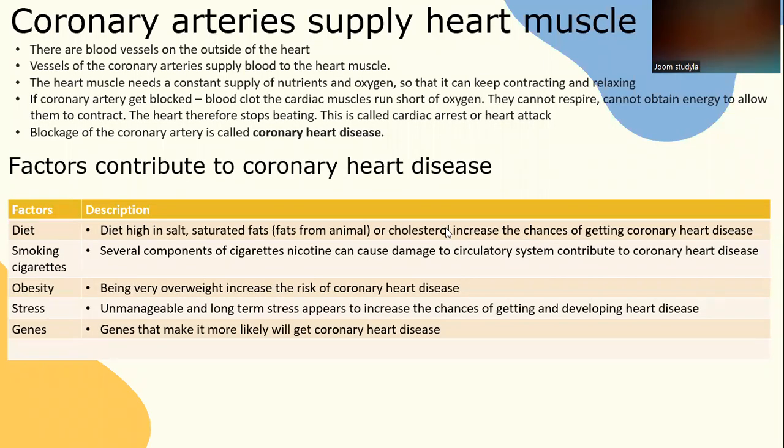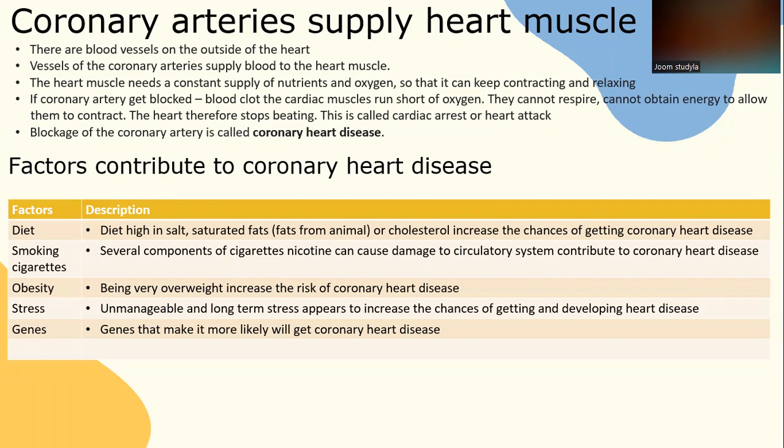Coronary arteries supply heart muscle. There are blood vessels on the outside of the heart. The coronary arteries supply blood to the heart muscle. So the heart muscle needs a constant supply of nutrients and oxygen so that it can keep contracting and relaxing. If a coronary artery gets blocked, the cardiac muscles run short of oxygen. They cannot respire, and cannot obtain energy to allow them to contract. So the heart therefore stops beating. This is called cardiac arrest or heart attack. Blockage of the coronary artery is called coronary heart disease.